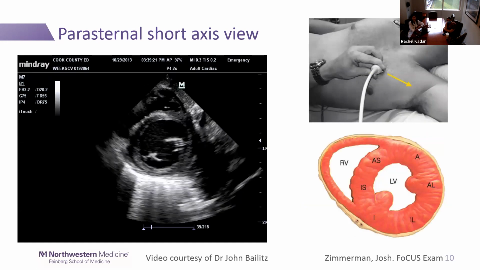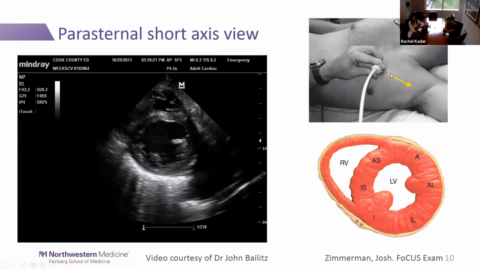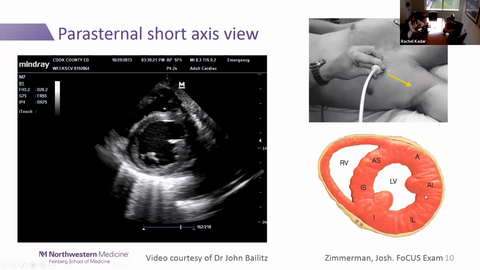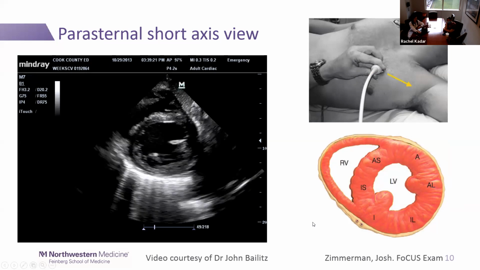Then you move on in this patient to obtain a parasternal short axis view. So you rotate the probe 90 degrees clockwise, so the indicator is now at the left shoulder. The structures that you're looking at here are the circular left ventricle and a crescent-shaped right ventricle. And again, this is the image that you obtain on this patient.